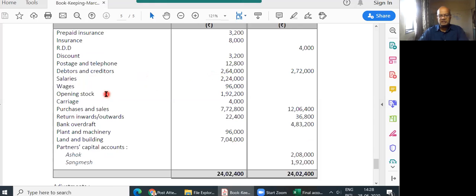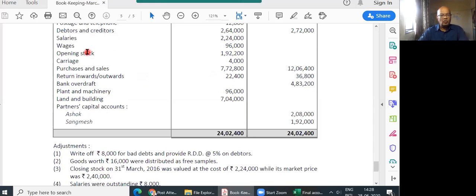Opening stock, debit side of trading account. One correction is there in opening stock. In place of 192,200, you have to write 192,000. 192,200 is wrong, only 192,000. It is a misprint over here. Carriage, it is a direct expenditure. Carriage will appear in the debit side of trading account.